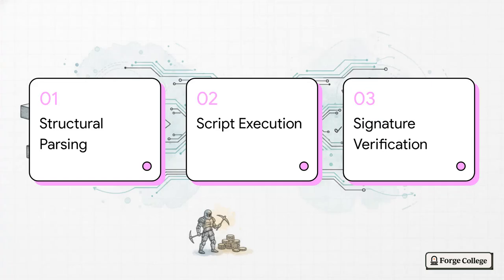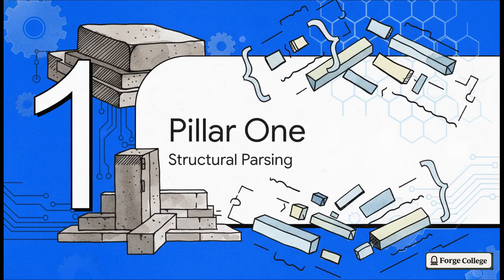To test this out without getting overwhelmed, we're gonna follow a highly logical three-step inspector's checklist. First up is Pillar 1, structural parsing. Then we move to Pillar 2, script execution. And finally, Pillar 3, signature verification. All right, let's jump right into Pillar 1, structural parsing.